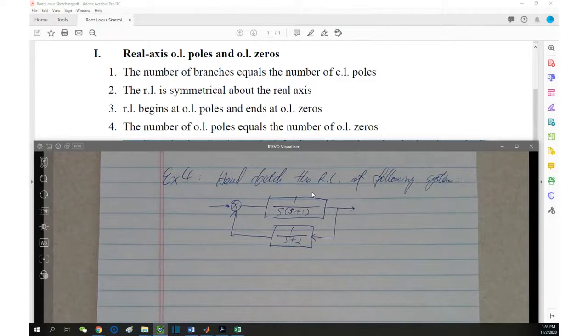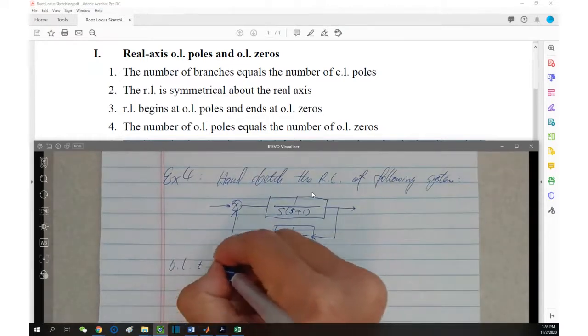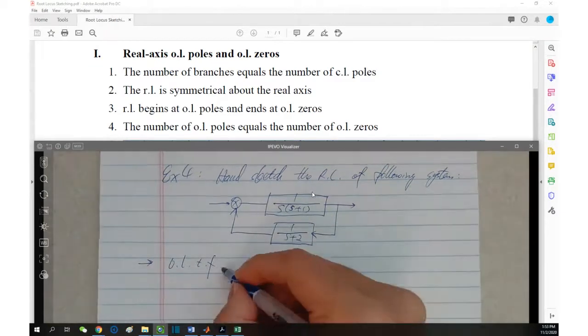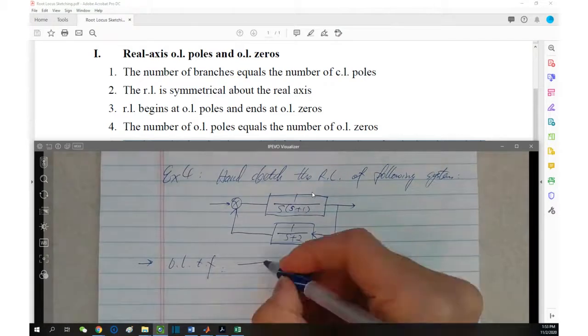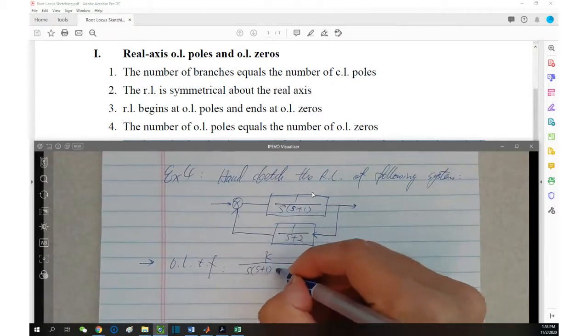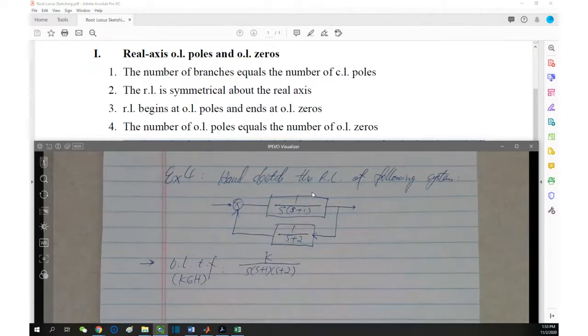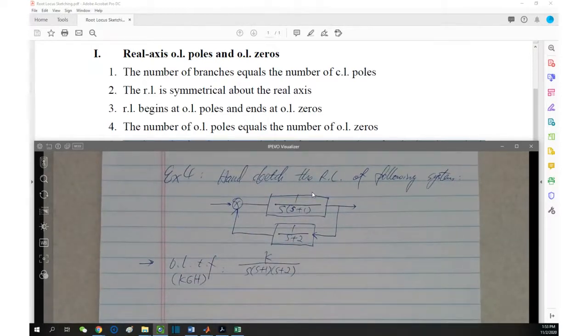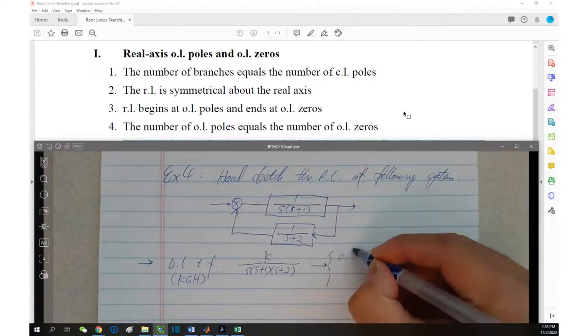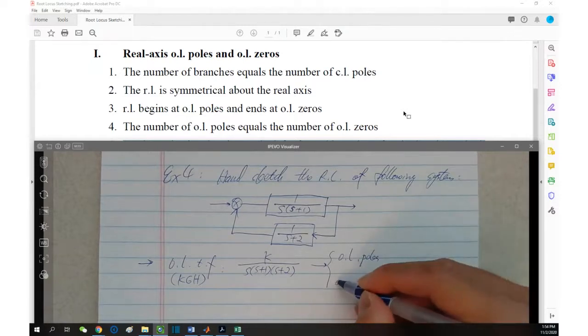All right. To sketch the locus, obviously the first step is to have the open loop transfer function, right? The first step is very straightforward. You're introducing K here, that's okay. But the open loop transfer function must be clear, KGH, right? This is the open loop transfer function. Next, we need to look at our handout. Number 3 is saying the locus begins at open loop poles and ends at open loop zeros. So obviously you need to understand who the open loop poles and open loop zeros are, right?